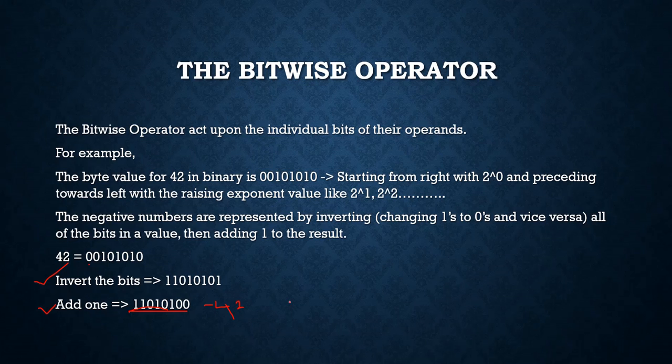Now how do you decode the value to get minus 42? That is simple. We do the reverse process, that is change again the zeros to ones and ones to zeros and add a 1. So it will give the actual number. So this is about the binary representation of a positive number and negative number.